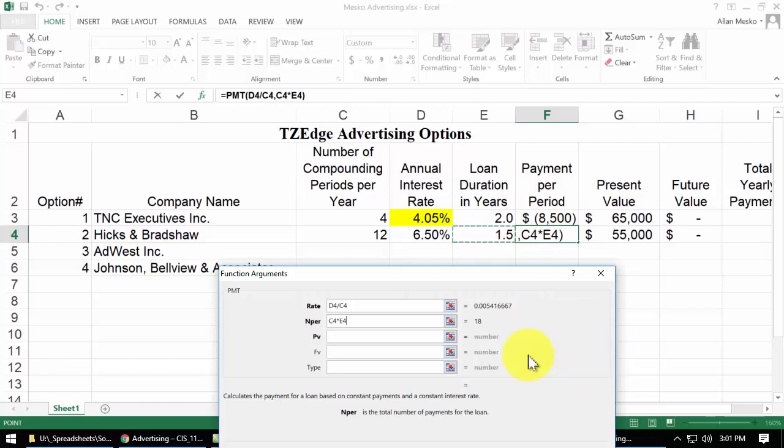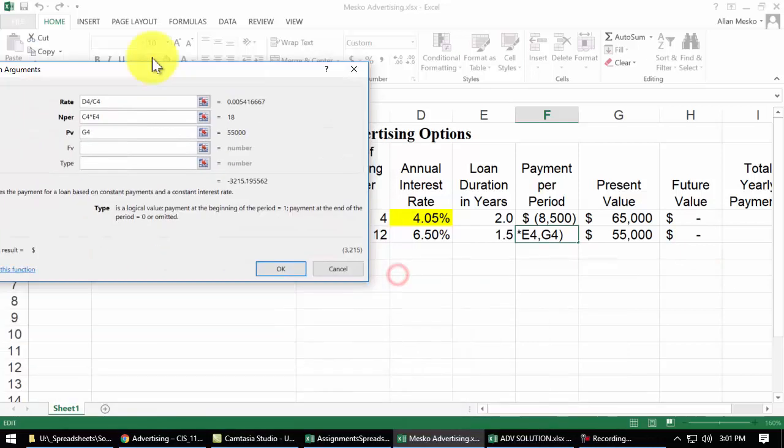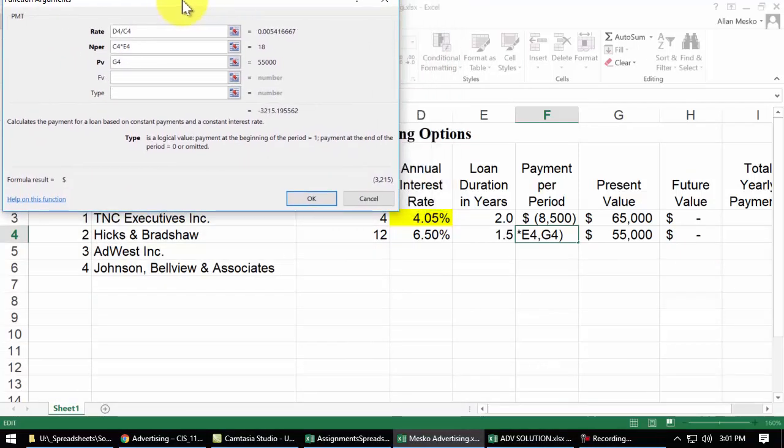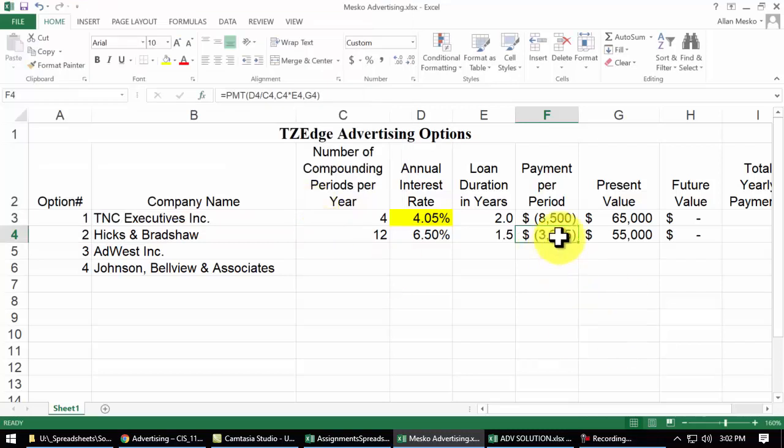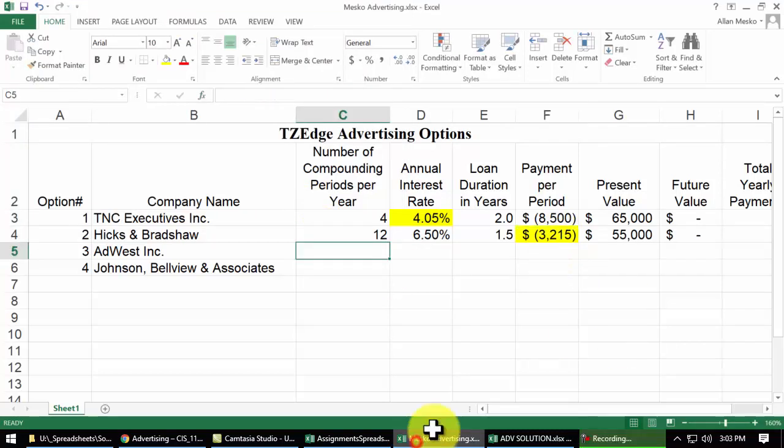Now our third parameter is our present value, which is right here. Future value again is 0. The type is at the end of the month, so we don't need to fill any of that out. And notice it says, if these numbers that you've given me are calculated, I'm going to give you back a payment of a little over $3,000 a month. So it says there's your payment formatted to the nearest dollar.